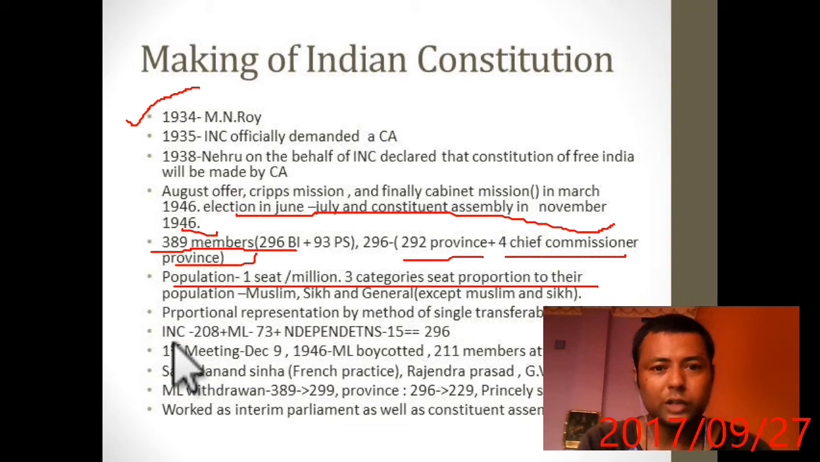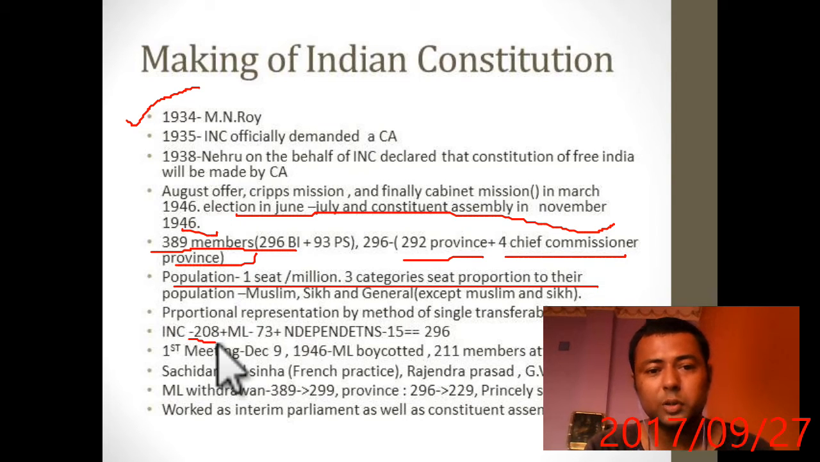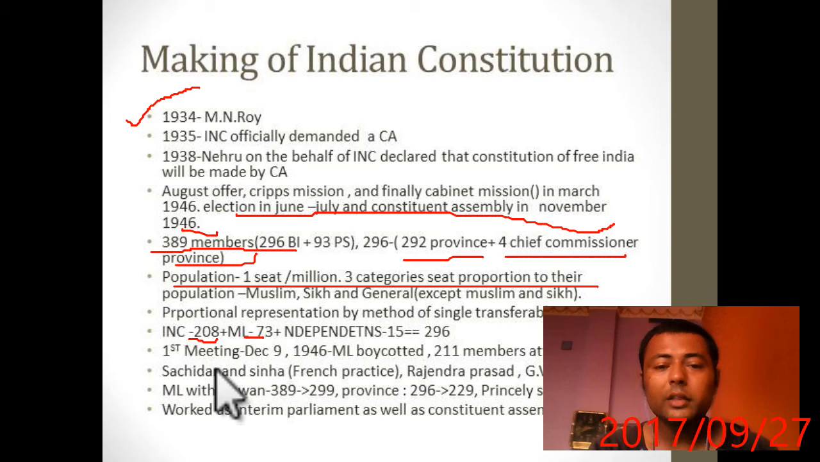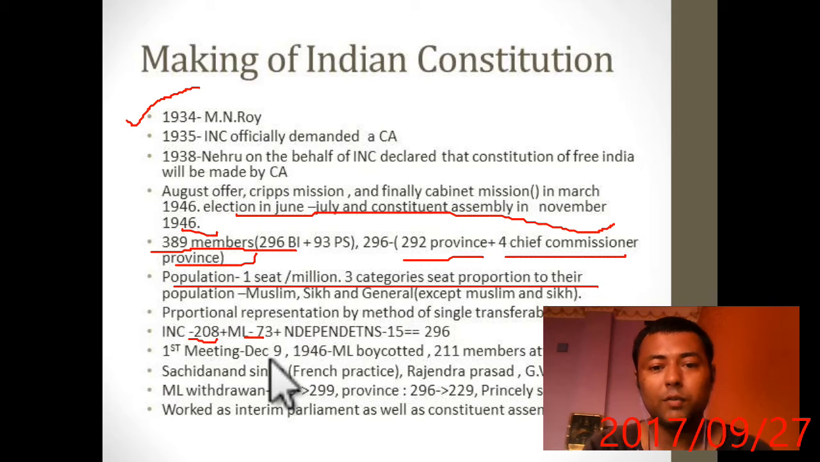Out of 296 members who were elected directly from the British provinces, the Indian National Congress won 208 seats, the Muslim League 73 seats, and Independents 15 seats. In this way, the tally came to 296. The first meeting of the Constituent Assembly was held on 9 December 1946, but as we know, the Muslim League boycotted it because it demanded a separate country, that is, Pakistan.